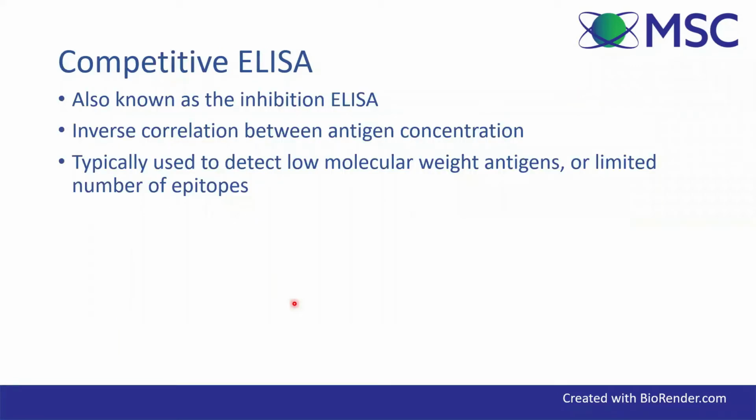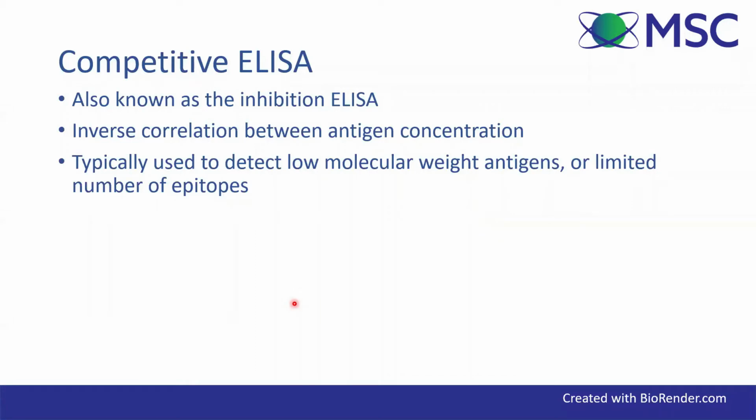So competitive ELISAs, which are also known as inhibition ELISAs. So there's actually a couple of different versions of what a competitive ELISA is, but this is the version I've chosen. So this assay uses an inverse correlation between antigen concentration and signal. So what I mean by that is, as I said before, the more antigen you have, the higher the signal. But in this case, you've got the reverse. So the more antigen you have, you'll have less signal.